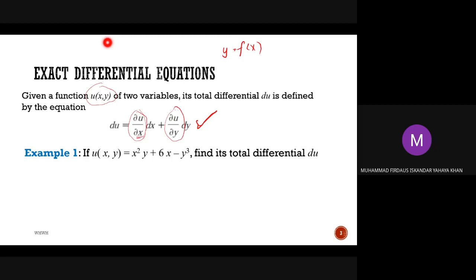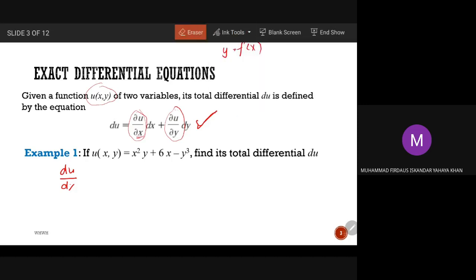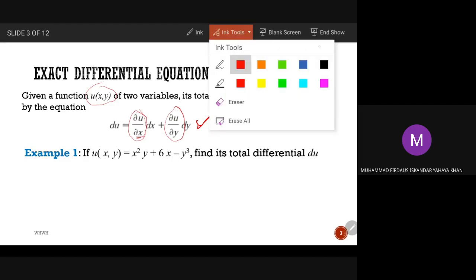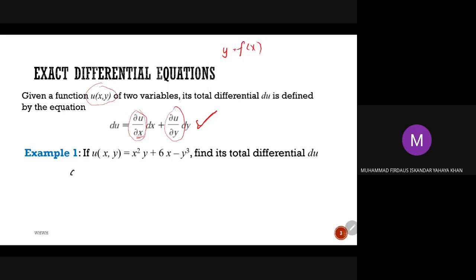So now we have u(x,y) equals x square y plus 6x minus y cube. If you want to find its total differential du, we use the formula that we have above. I'll just write du, because we are going to consider both dx and dy separately. So du is equals to del u over del x dx plus del u over del y dy.